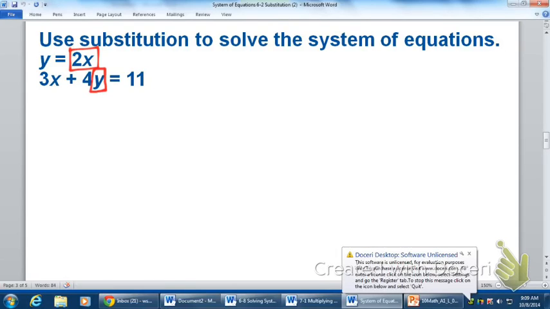the second equation. Now, when you do this, make sure that you put whatever you substitute in parentheses. Always, always, always. I promise you will make fewer mistakes.